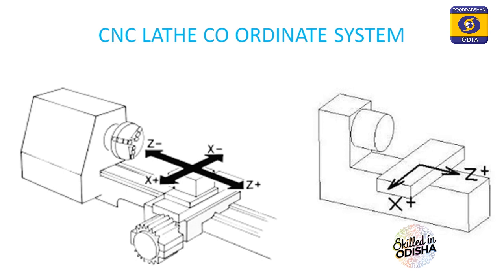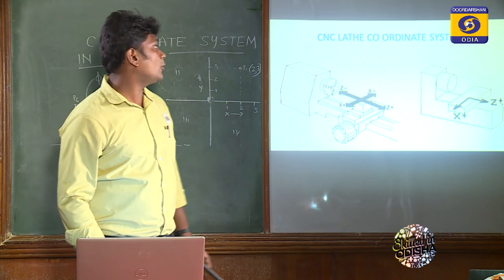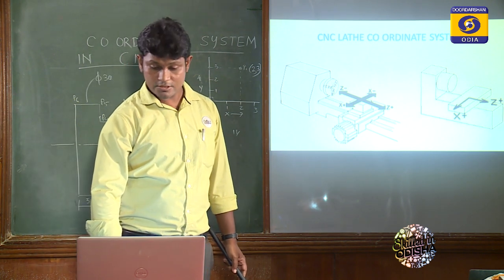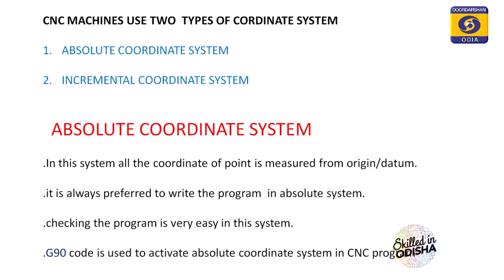Okay. Now we'll see how many types of coordinate systems are used in your CNC machine. There are 2 types of coordinate systems we are using in CNC machine operation.